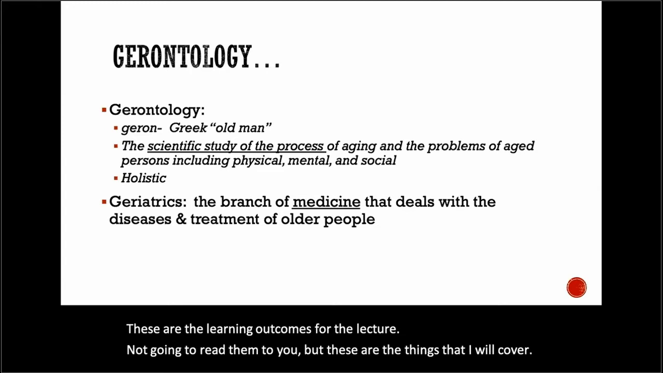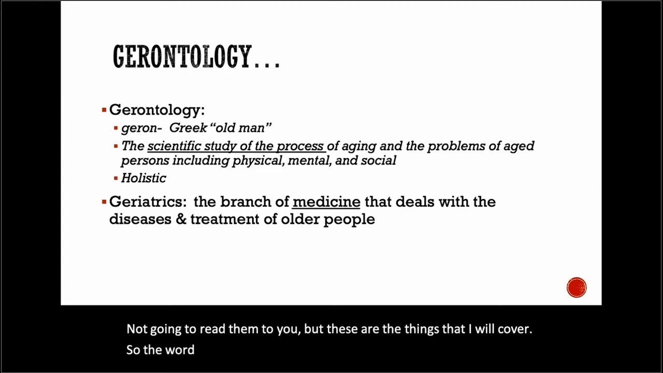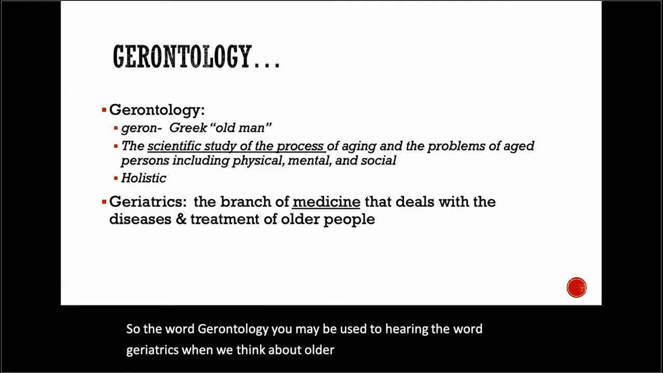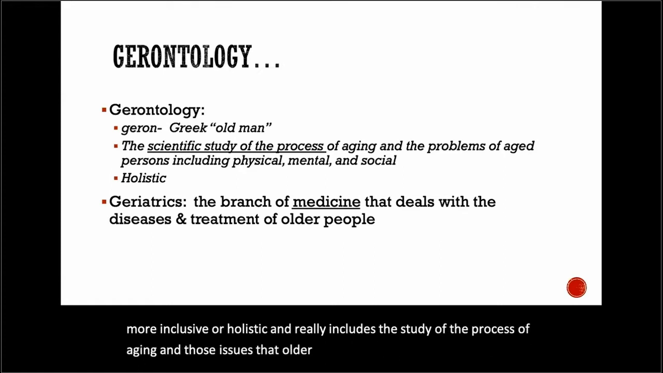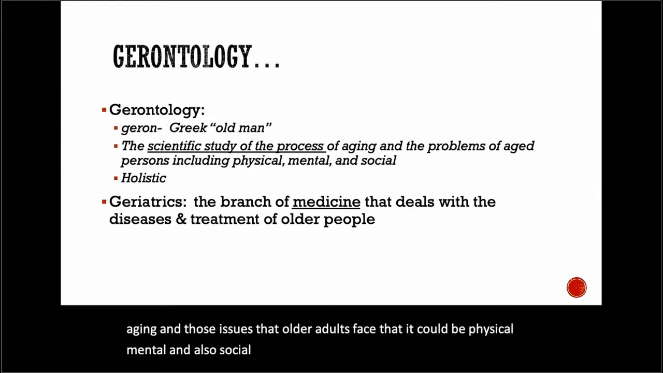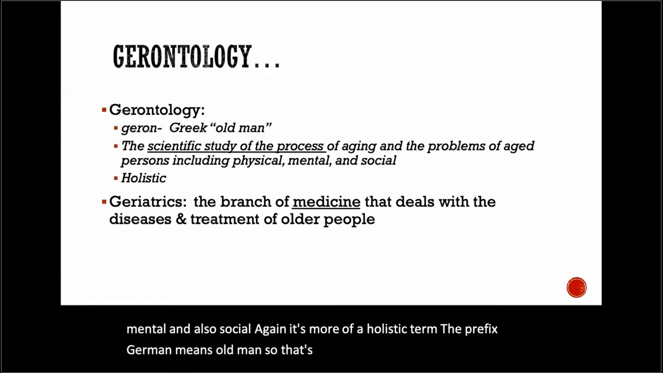So the word gerontology, you may be used to hearing the word geriatrics when we think about older adults. Gerontology is a term that is more inclusive or holistic and really includes the study of the process of aging and those issues that older adults face that could be physical, mental, and also social. Again, it's more of a holistic term. The prefix geron means old man, so that's where the word comes from Greek.